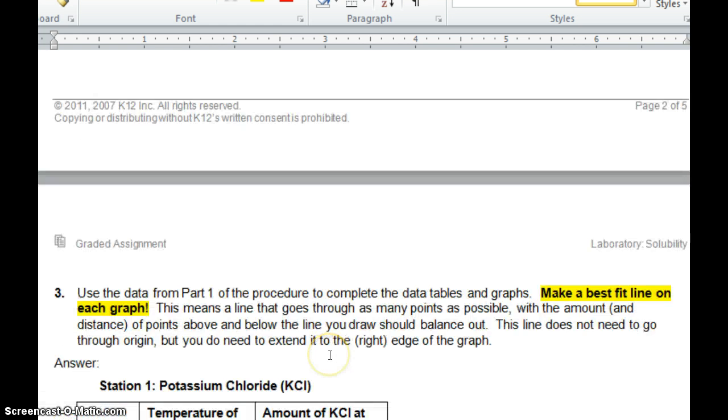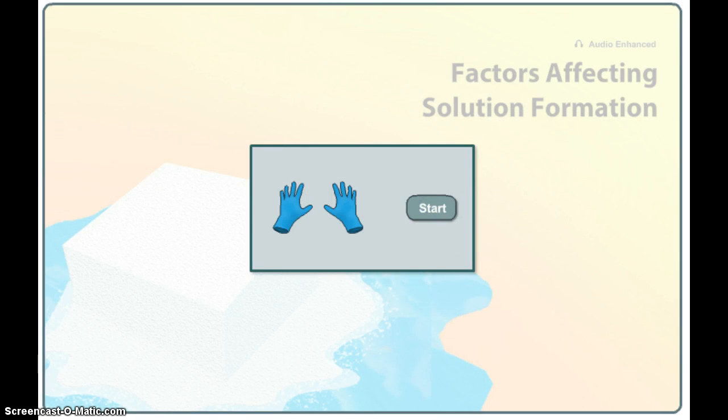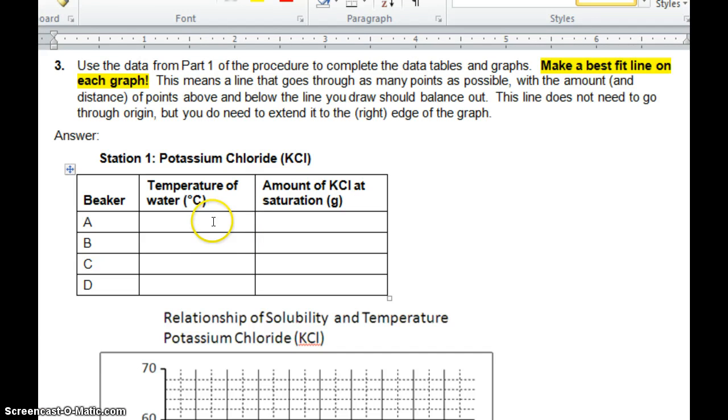All right. So now we need to get some data. So let's go to our lab. And in our lab, we have a few different things going on. We're going to do one chemical at a time, and this first chemical is KCl, or potassium chloride. We're going to get the water temperature of 4 different beakers, and we're going to see how much we can dissolve before it becomes saturated. And what does saturated mean again? It means that no more can dissolve. So let's go ahead and take a look.